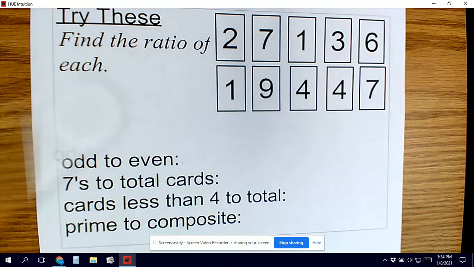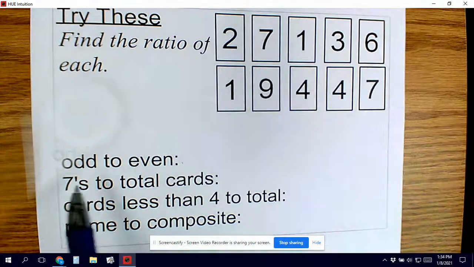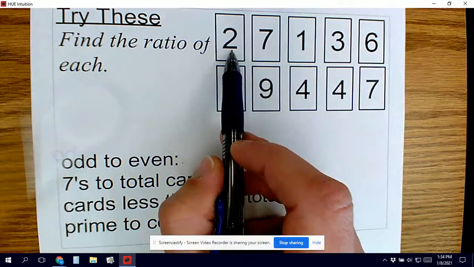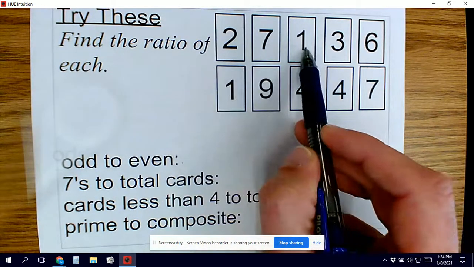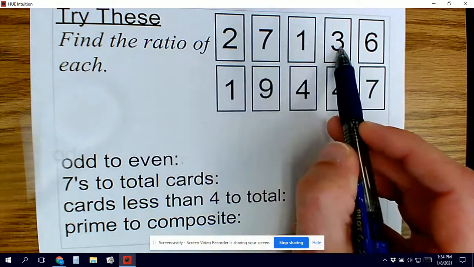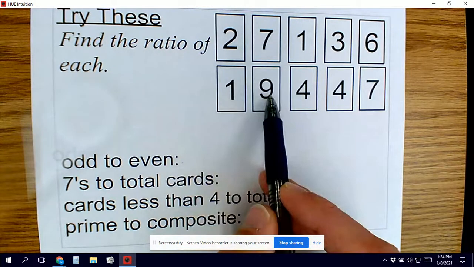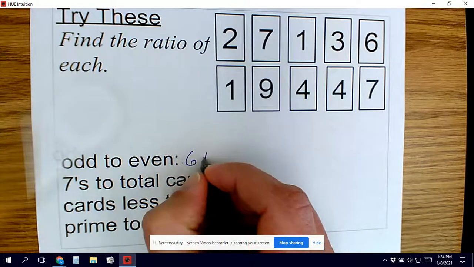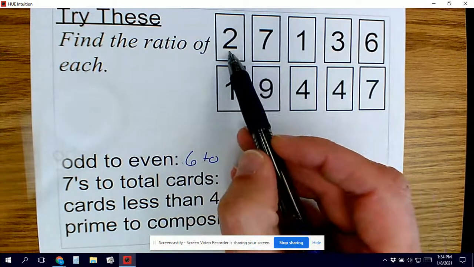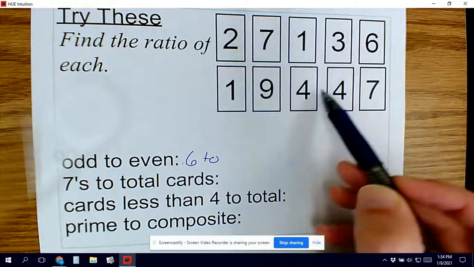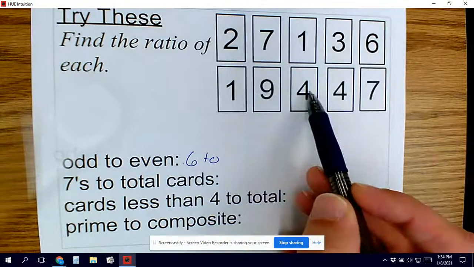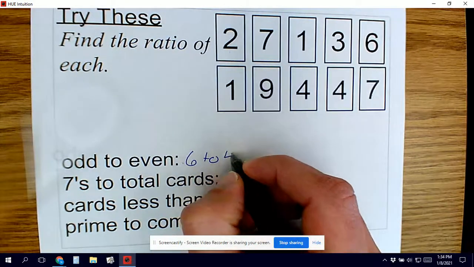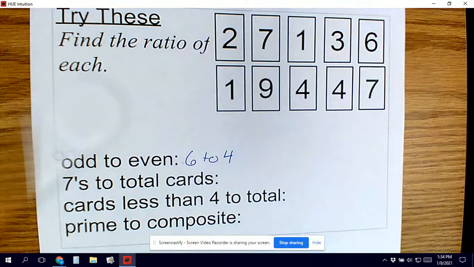All right, hopefully you gave yourself enough time to find the ratio of all of these. Let's check your work. Here we go. First, odd to even. Looking at odds. 7 is odd. 1 is odd. 3 is odd. So I got 1, 2, 3, 4. 9 is odd. 5. 7 is odd. 6. Even numbers, which are 2 and 6 and 4 and 4. So 1, 2, 3, 4 even numbers. Odd to even is 6 to 4.